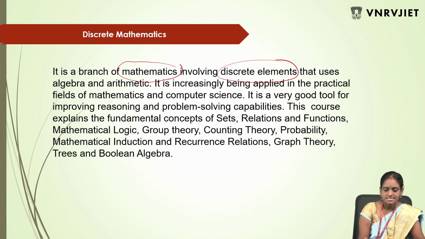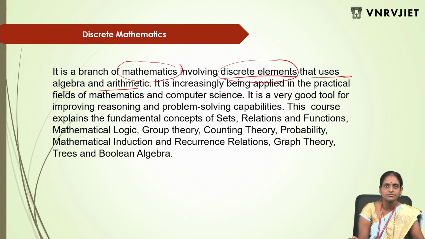So here discrete mathematics is a branch of mathematics involving discrete elements that uses algebra and arithmetic. Algebra and arithmetic is nothing but using different types of operations, whether it may be addition, subtraction, multiplication, negation and or. All these come under different types of arithmetic operations. So we are going to use all these operations between different types of symbols in discrete mathematics.